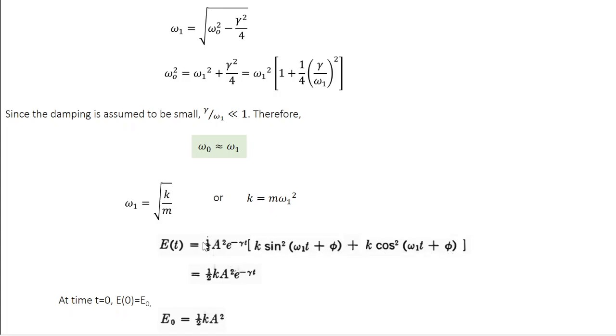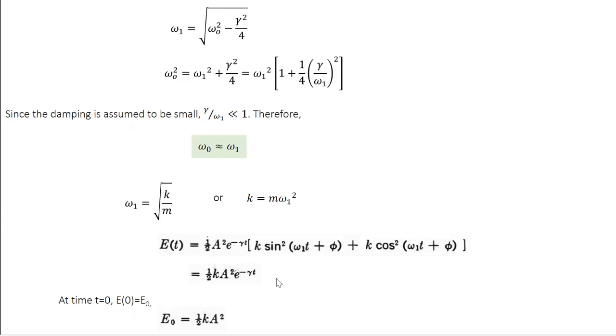K is common, take it outside, sin squared plus cos squared equal to 1. So E of t equal to half K a squared e to the power minus gamma t. You can simplify this even further, because at time t equal to 0, E of 0 equals E naught, the initial energy.